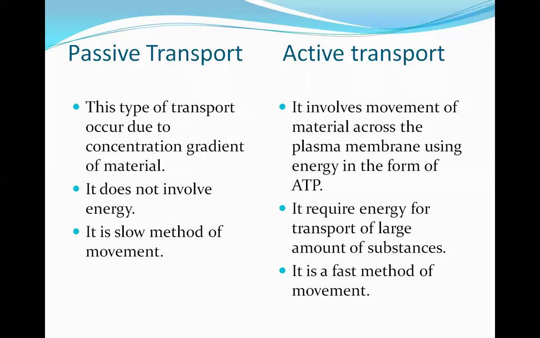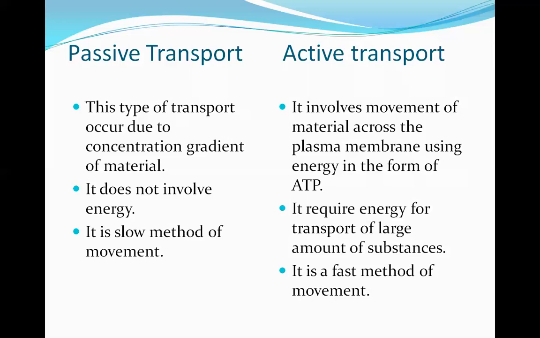Now the second type of difference: passive transport does not involve any energy. It does not require any type of energy because it always follows the rule of science, from the concentration gradient. But why does active transport need energy in the form of ATP? Because active transport involves the movement of material across the plasma membrane in bulk, meaning it involves the transport of a large amount of substances. So for this the plasma membrane is using energy, and when it uses energy, this type of transport is called active transport.